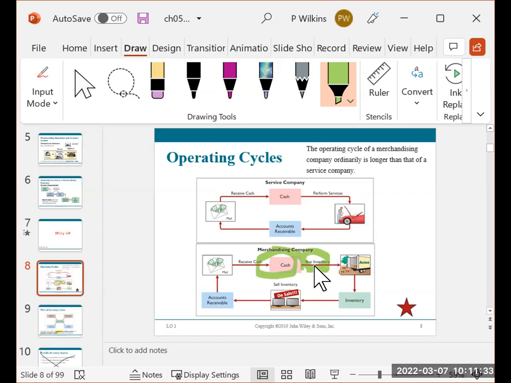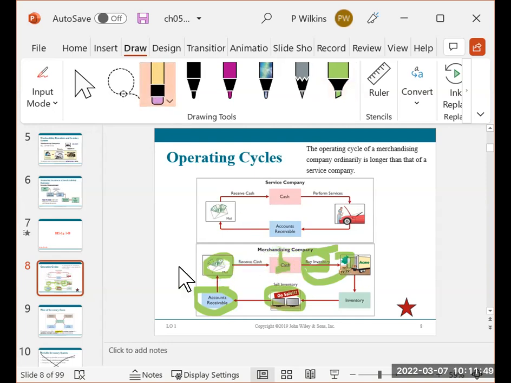You need the cash to buy whatever it is you're going to sell. So you get the cash, you buy the inventory, you sell the inventory, you bill your customers, you get the payment in the mail, you get more cash so that you can buy more inventory. So in a merchandising company, if you're not getting paid from your customers, you get in a very, very difficult situation because you don't have the capital or the cash to buy more merchandise.